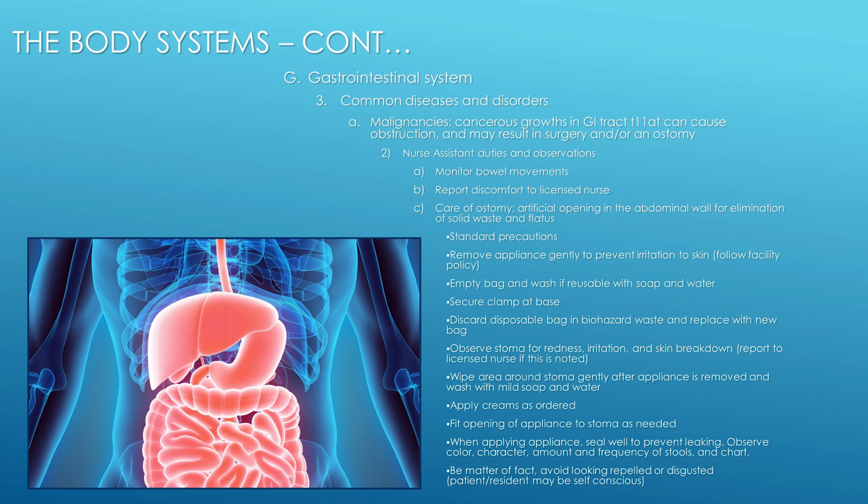Care of ostomy, or artificial opening in the abdominal wall for the elimination of solid waste and flatus. Standard precautions: remove appliance gently to prevent irritation to skin. Follow facility policy. Empty bag and wash if reusable with soap and water. Secure clamp at base. Discard disposable bag in biohazard waste and replace with new bag. Observe stoma for redness, irritation, and skin breakdown. Report to licensed nurse if this is noted. Wipe area around stoma gently after appliance is removed and wash with mild soap and water.